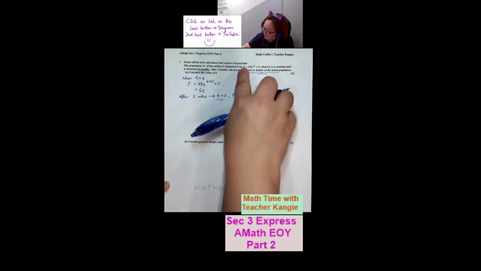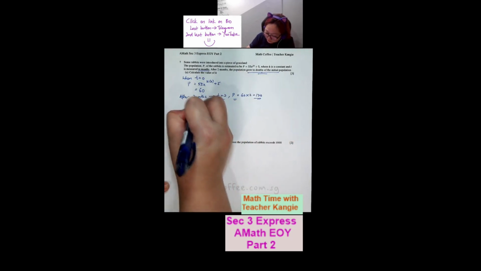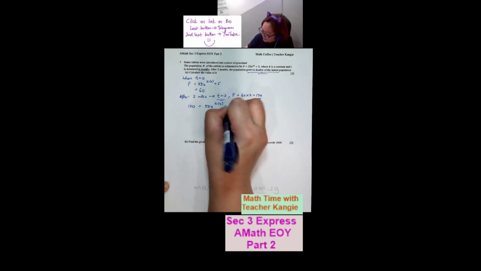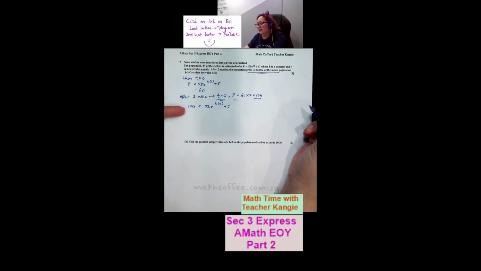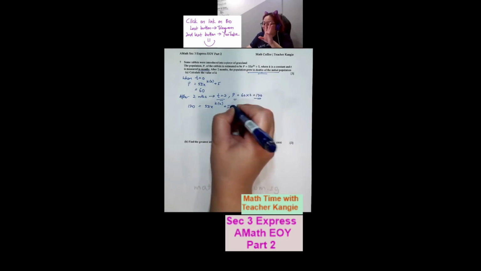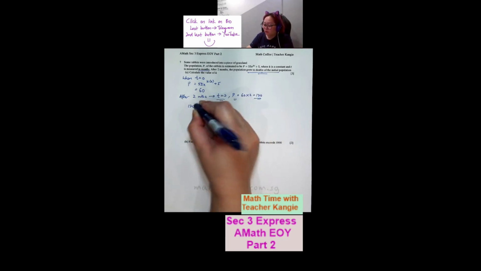So p is 120, 55 e^(2k) plus 5. You can see this is actually an equation where you need to solve for k. But of course, a lot of students get confused. How to solve? I've got e, I've got k, and they don't know what to do. You need to know that e is actually just a number. It's not unknown. So the first step is to bring the plus 5 over first.